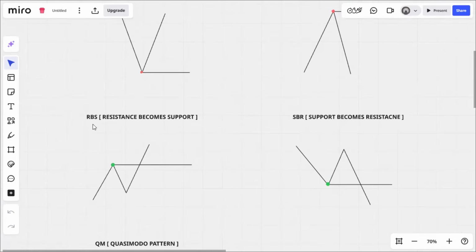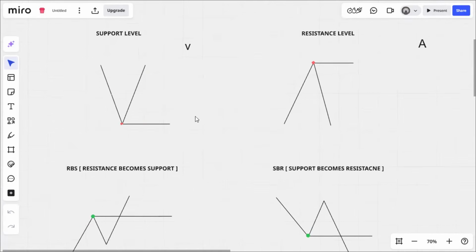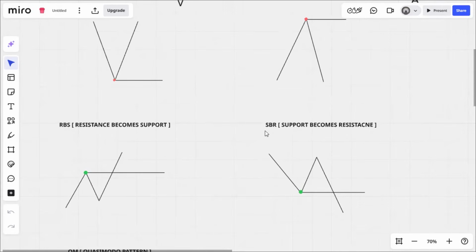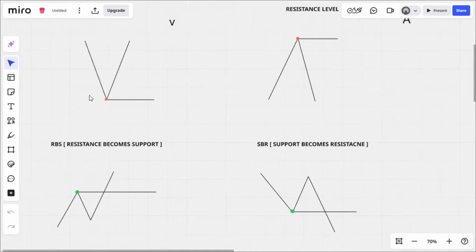So what is the RBS level? RBS is resistance becomes support. You had a resistance level right here, and it becomes a support level. Simple. And what is SBR? You had a support level right here, and it becomes a resistance. Support becomes resistance.